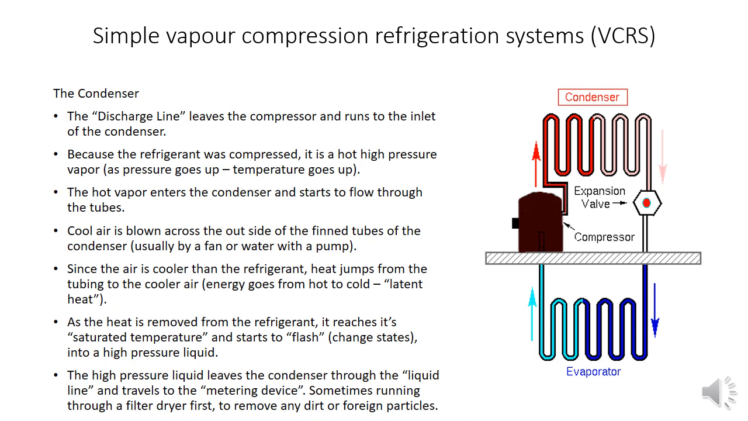The high pressure liquid leaves the condenser through the liquid line and travels to the metering device, or the expansion device. Sometimes, in between the condenser and the expansion valve, a filter dryer is connected, so that any dirt or foreign particles are collected and removed from this line.